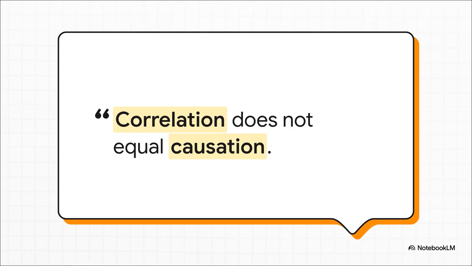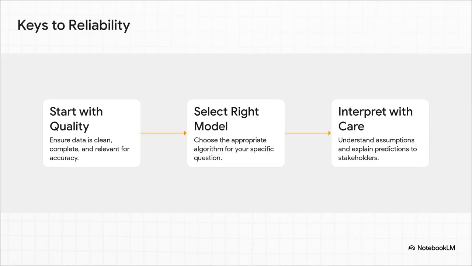Just because two things happen at the same time, like ice cream sales and shark attacks both go up in the summer, that doesn't mean one causes the other. A regression model can show you a super strong relationship, but it can't, on its own, prove that A causes B. So if you want to get results you can actually bet your business on, you have to nail three key things. First, your data has to be good. Garbage in, garbage out, right? It's as simple as that. Second, you've got to pick the right type of regression model for the question you're asking. And third, and this is a big one, you have to interpret the results carefully. You always have to be thinking about the context and the model's own assumptions.